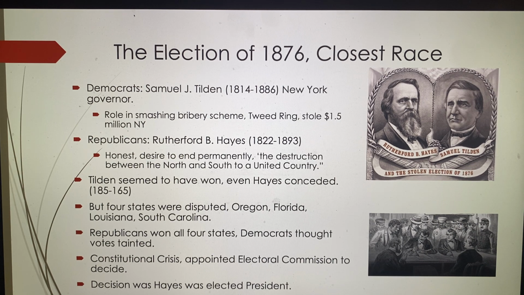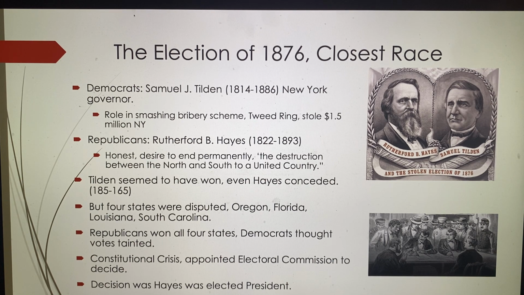But anyway, here we have Republican Rutherford B. Hayes, 1822 to 1893 is when he lived. He's the Republican candidate. His honest desire was to end permanently the destruction between the North and South and to unite the country. His heart was to unite the country together. And so was Tilden's. Both of them were pretty reputable, right? Tilden seemed to have won, so they thought he should have been president. Even Hayes conceded and said, okay, he won, he's president.